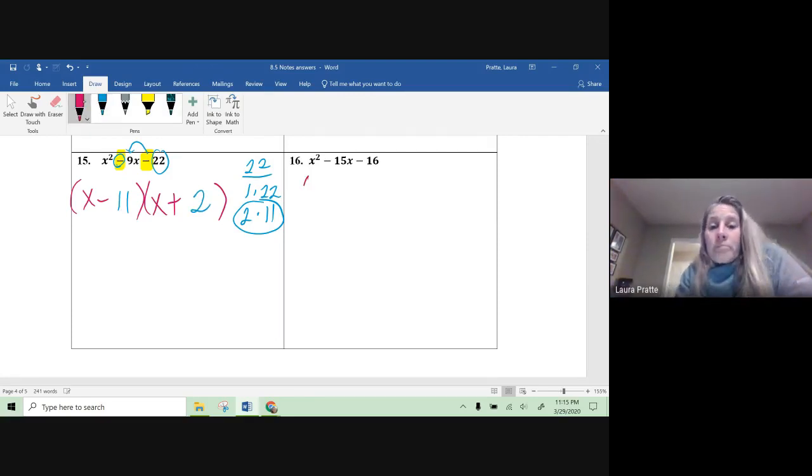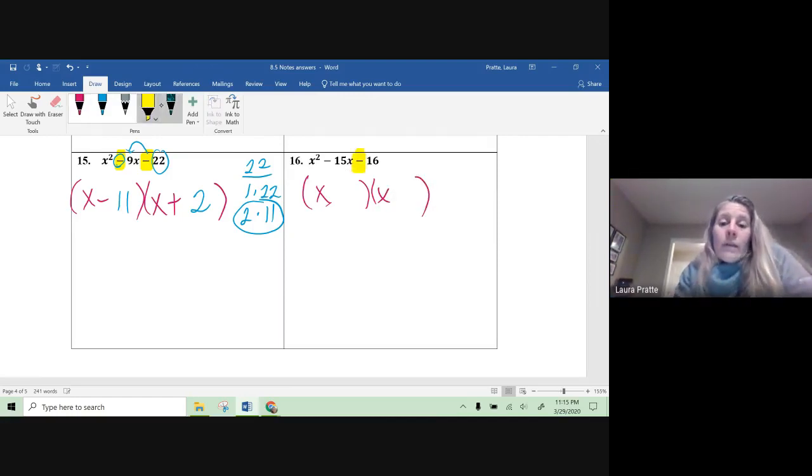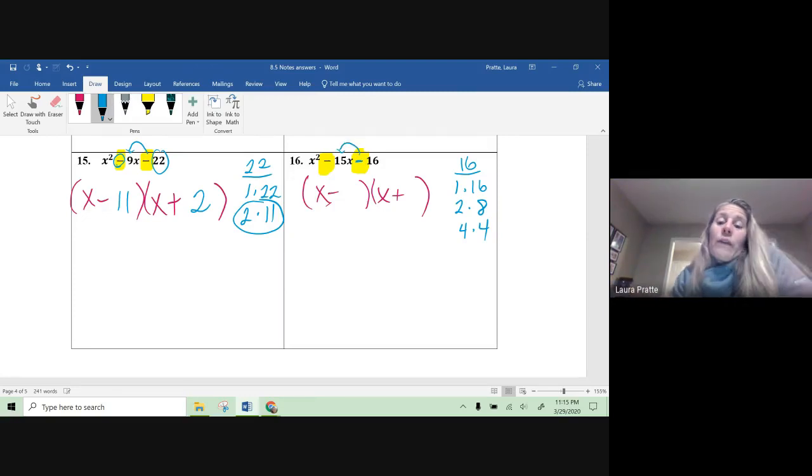And then our final one, x and x. And again, we have a negative at the end, so our signs are different, and the bigger number will get that negative. So let's do our factors of 16. So we have 1 times 16, 2 times 8, and 4 times 4. And because this is a subtraction sign here, which of those pairs subtract to get 15? 16 and 1. The bigger number gets a negative, so minus is with the 16, and then the plus would be with the 1. And that's how you guys factor quadratic trinomials into two binomials.